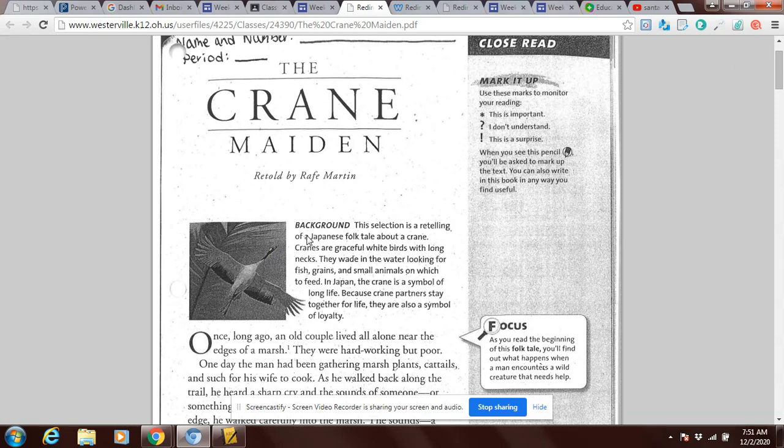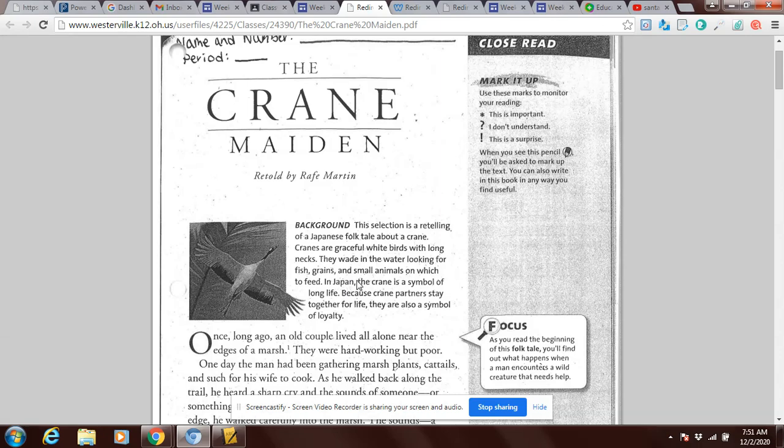So the background: this selection is a retelling of a Japanese folktale about a crane. Cranes are graceful white birds with long necks. They wade in the water looking for fish, grains, and small animals on which to feed. In Japan, the crane is a symbol of long life.